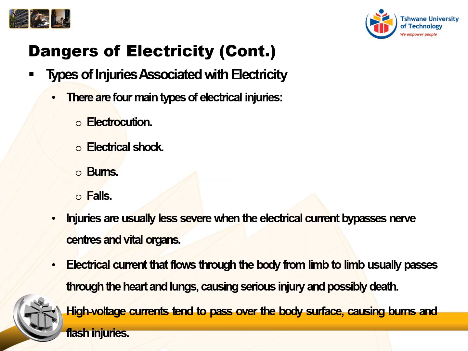Types of injuries associated with electricity. There are four main types of electrical injuries: electrocution, electrical shock, burns, and falls. Injuries are usually less severe when the electrical current bypasses nerve centers and vital organs. The electrical current that flows through the body from limb to limb usually passes through the heart and lungs, causing serious injury and possibly death. High voltage currents tend to pass over the body surface, causing burns and flesh injuries.